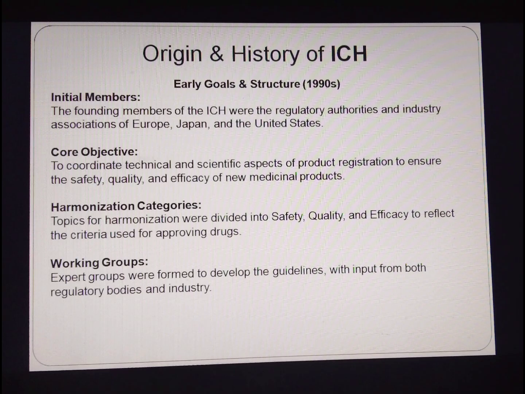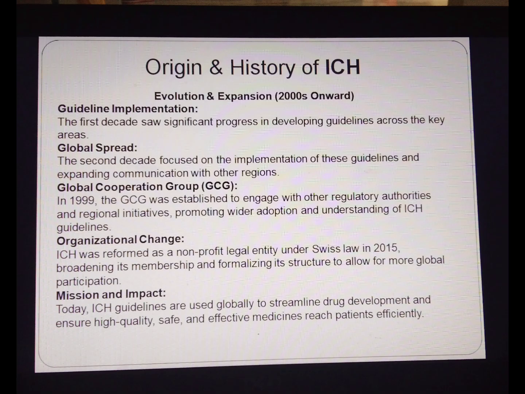Evolution and expansion 2000 onward. Guideline implementation. The first decade saw significant progress in the developing guideline across the key areas. Global spread. The second decade focused on the implementation of these guidelines and expanding communication with the other region. Global Cooperation Group (GCG). In 1999, the GCG was established to engage with other regulatory authority and regional initiative promoting wider adoption and understanding of ICH guideline.